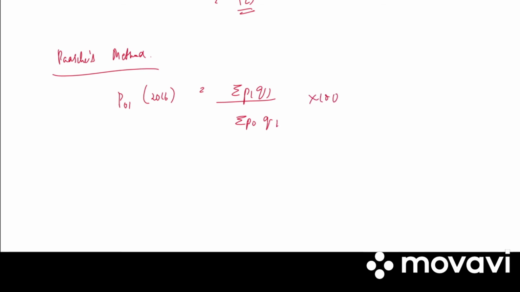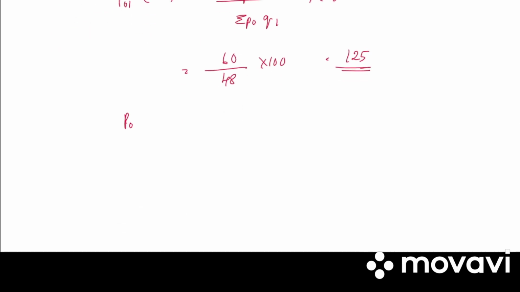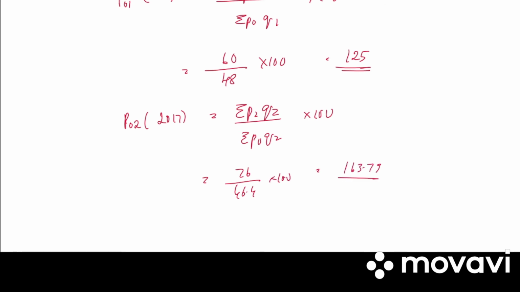So write down Paasche's method. If you get confused, you can draw a separate table. That would be easier. So P01 for 2016 is equal to summation P1 Q1 divided by summation P0 Q1 into 100. 60 divided by 48 into 100, that is 125. Next we have P02 for 2017: summation P2 Q2 divided by summation P0 Q2 into 100. 76 divided by 46.4 into 100, that is 163.79. Clear?